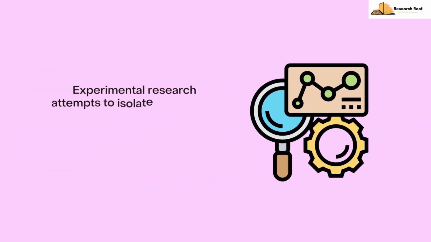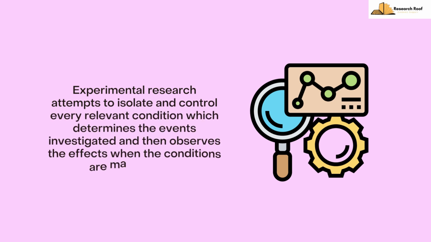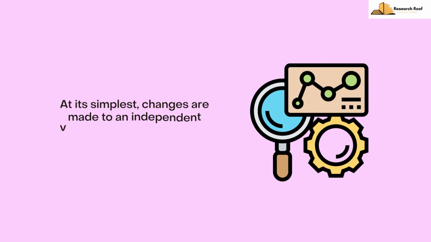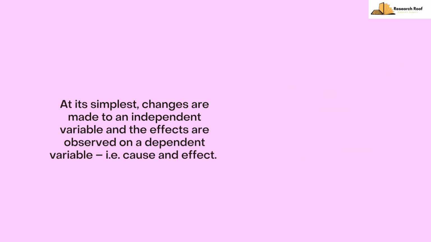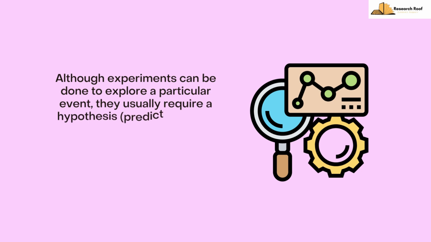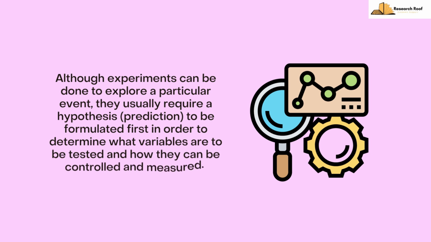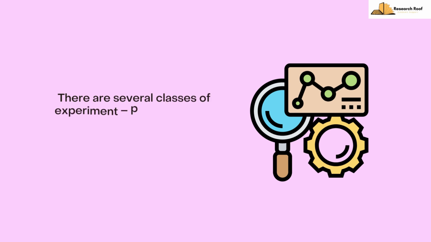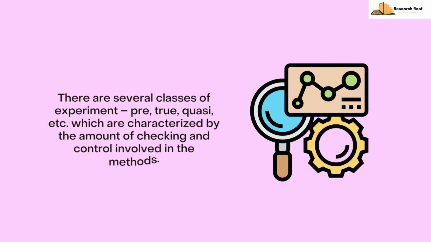Experimental research attempts to isolate and control every relevant condition which determines the events investigated and then observes the effects when the conditions are manipulated. At its simplest, changes are made to an independent variable and the effects are observed on a dependent variable, i.e. cause and effect. Although experiments can be done to explore a particular event, they usually require a hypothesis prediction to be formulated first in order to determine what variables are to be tested and how they can be controlled and measured. There are several classes of experiment: pre, true, quasi, etc., which are characterized by the amount of checking and control involved in the methods.